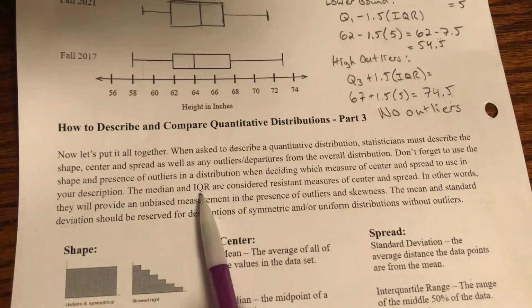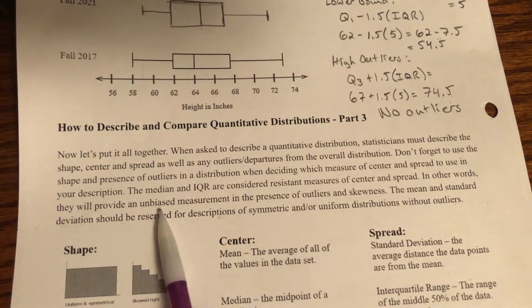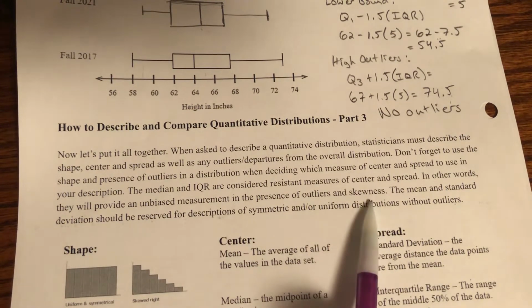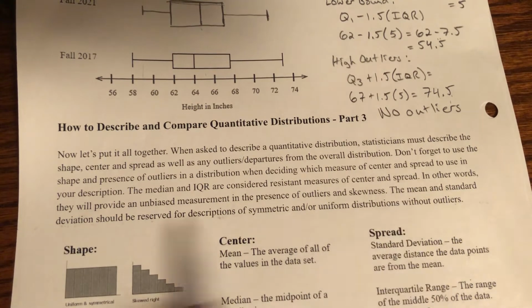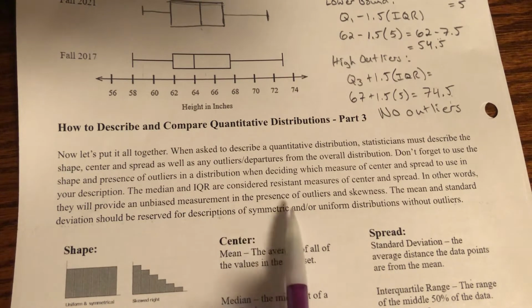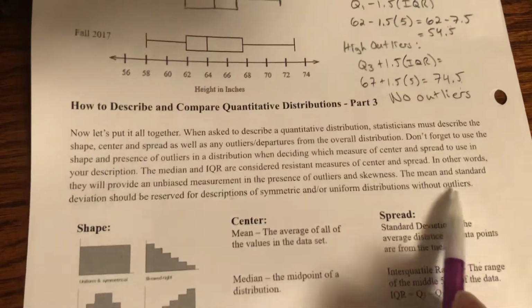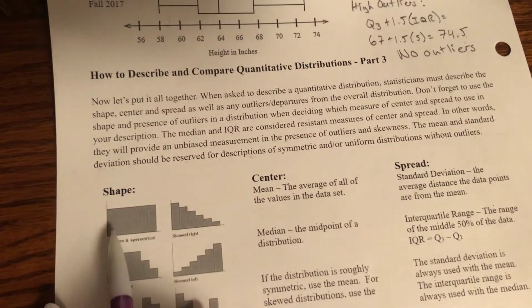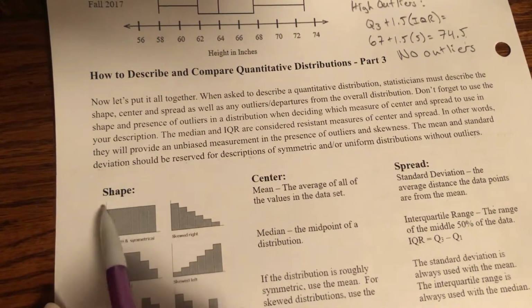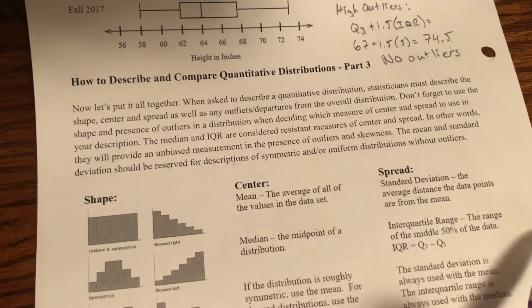The median and interquartile range are considered resistant measures of center and spread. In other words, they provide an unbiased measurement in the presence of outliers and skewness. They're not affected by them. The mean and standard deviation should be reserved for descriptions of symmetric and/or uniform distributions without outliers. Now, uniform distributions are distributions where you have about the same proportion of each data point within the distribution. So it's not sloping one way or the other, it's still symmetric, but you have the same amount of points all the way across. Right? Those do happen sometimes.